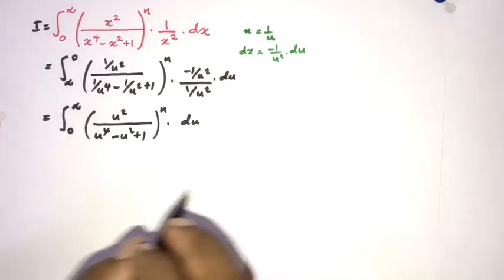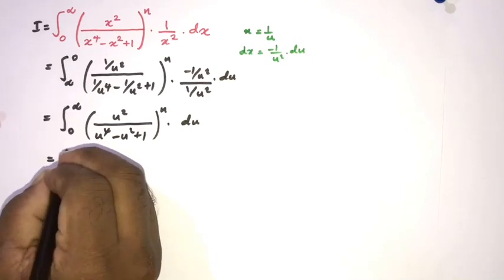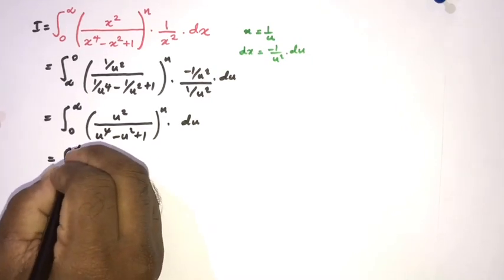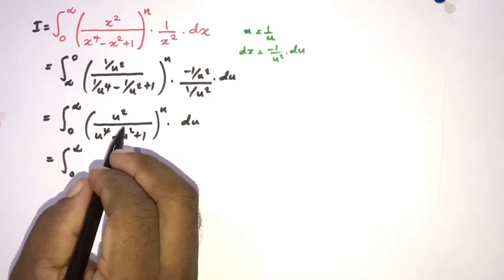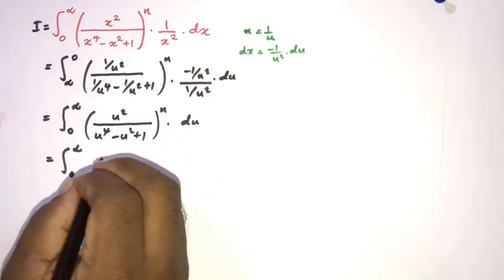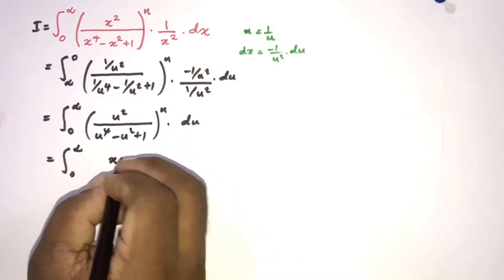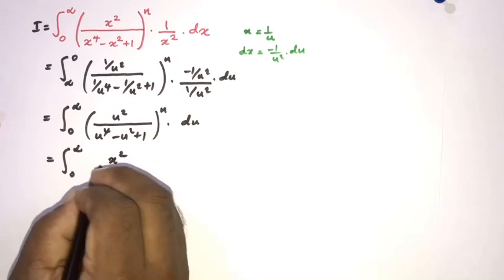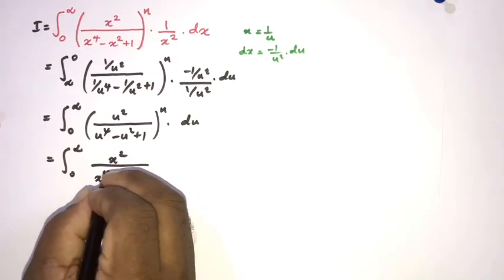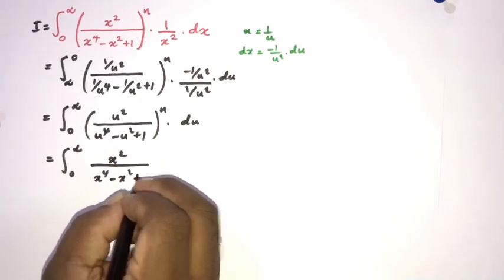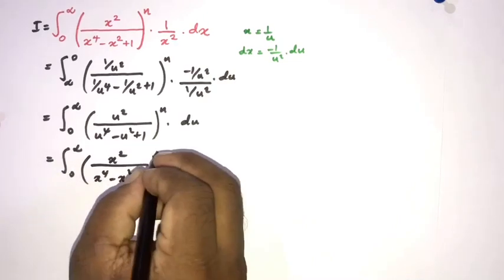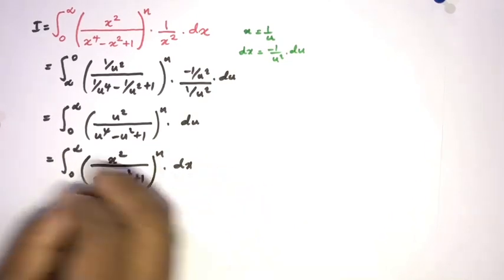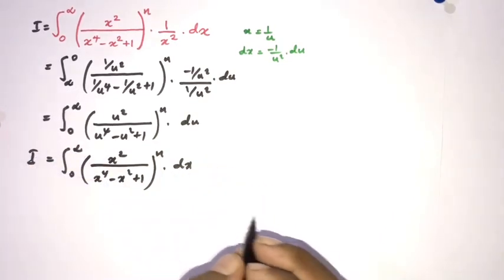Then we can change the variable here, 0 to infinity. Now instead of u I am going to take x, because a definite integral is independent of the variable. So here x squared over (x to the fourth power minus x squared plus 1) raised to the n power dx. We know this is also equal to I.